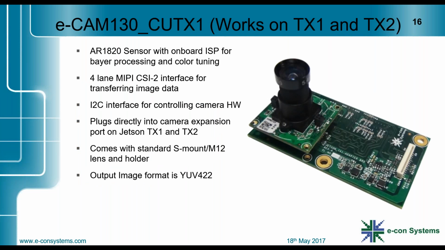Next we'll see about the product that we have developed for the TX1 and TX2. So this is the e-CAM130_CUTX1. It works on both Jetson TX1 as well as TX2. This is a MIPI CSI-2 compliant camera which e-con has developed specifically for the Jetson TX1 and Jetson TX2. It uses the AR1820 image sensor from onsemi and a dedicated ISP for streaming the camera images. The default lens provided with this camera has a diagonal field of view of 82 degrees and a back focal length of 3.62 mm. Other lenses can also be used with this camera based on the requirement.